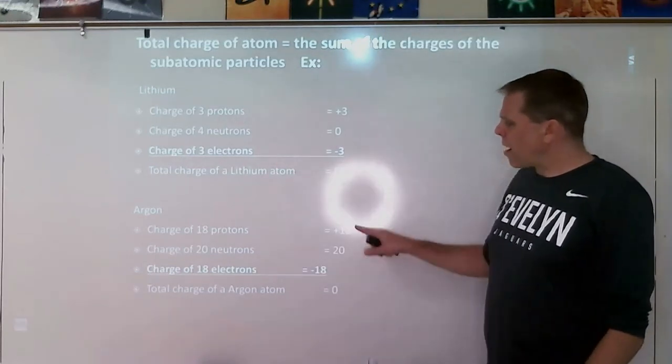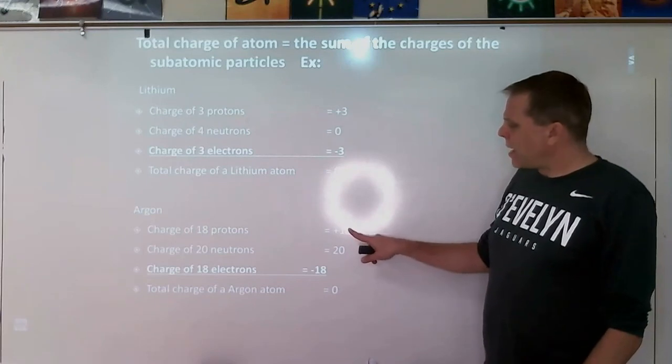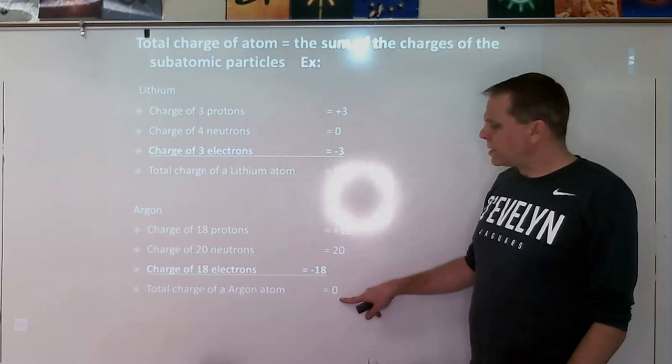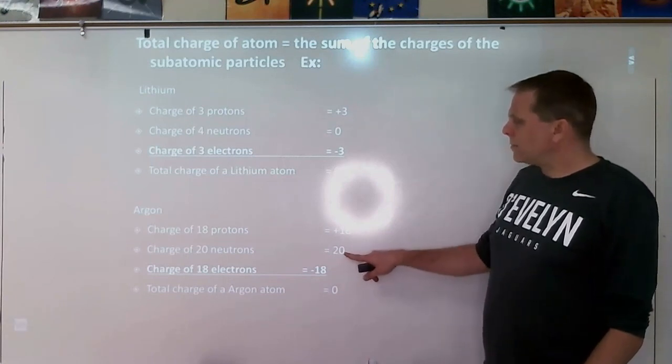So that was for lithium. For argon, same kind of thing. I'd have to have 18 electrons down here and then 18 protons up here to give it a 0. The charge of the 20 neutrons, that's a 0.